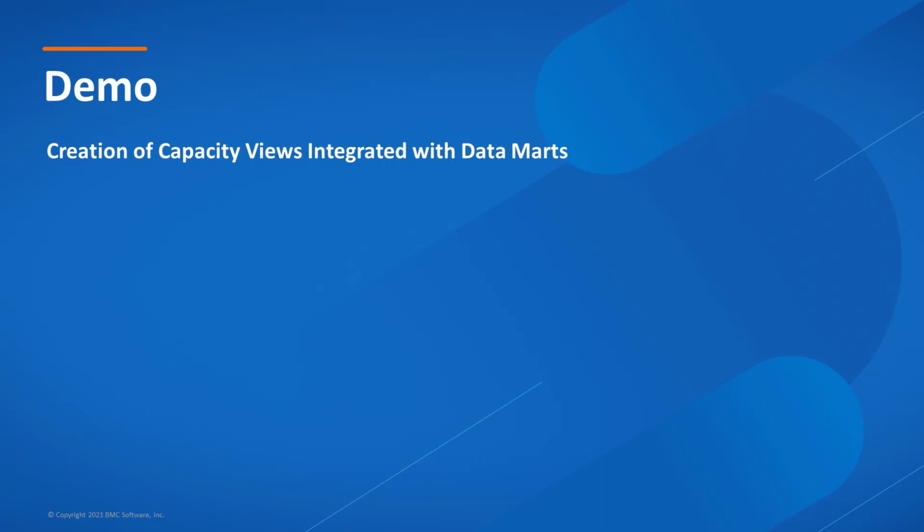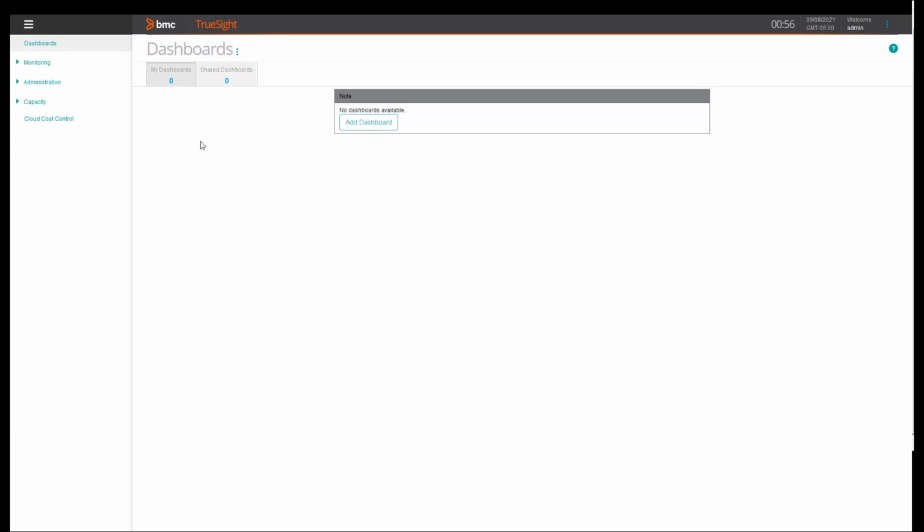Let's now jump into the creation of a capacity view template that integrates with Data Marts. For this demo, we will use the Data Marts previously created, as well as out-of-the-box Data Marts from TSCO. Due to the time, I will only run the process to create the Data Mart Explorer view, but this process is similar for all templates that integrate with Data Mart.